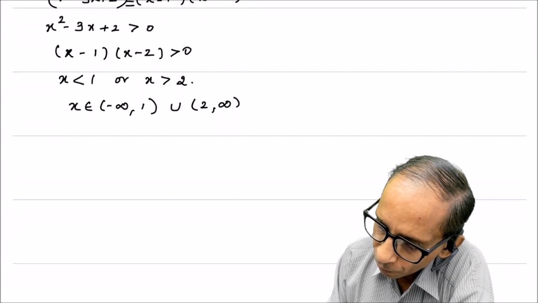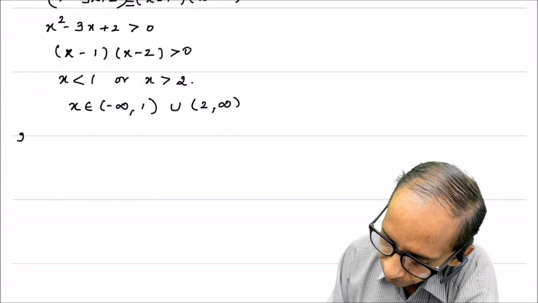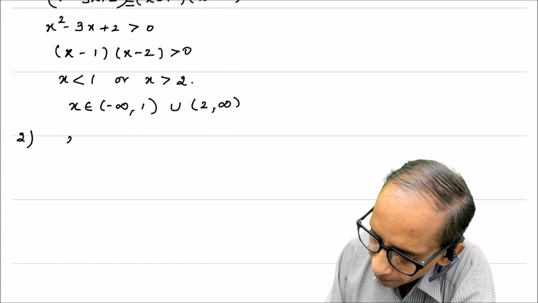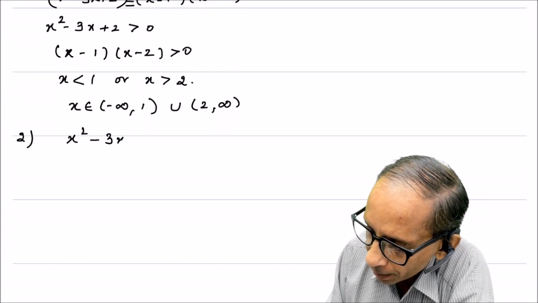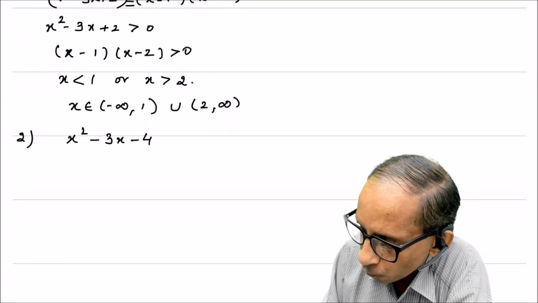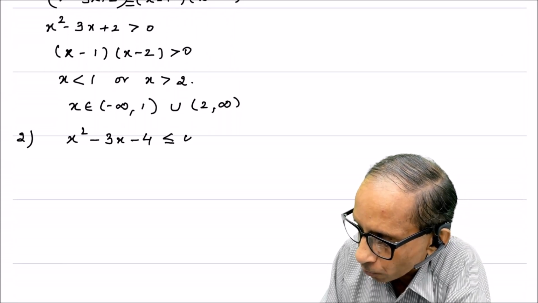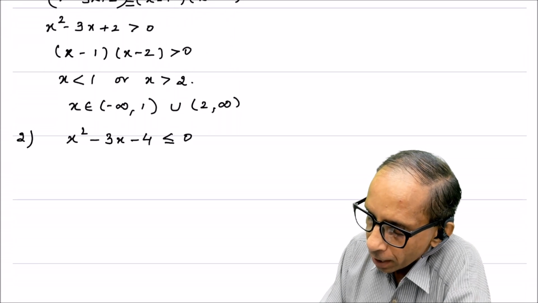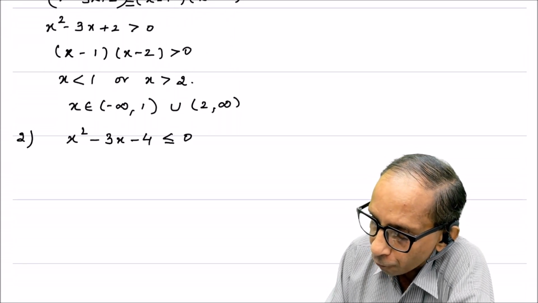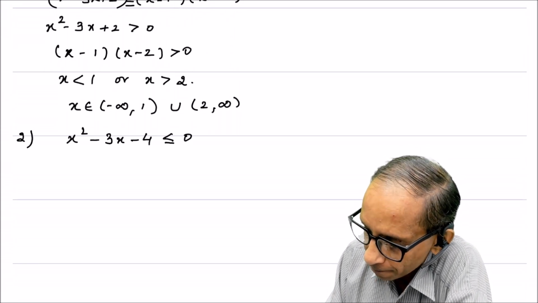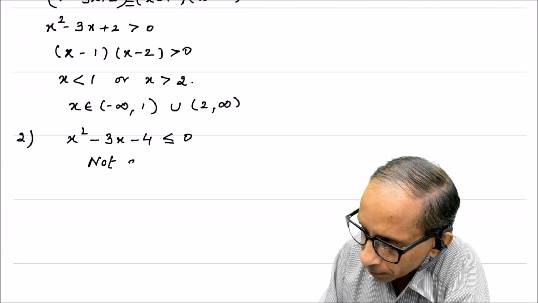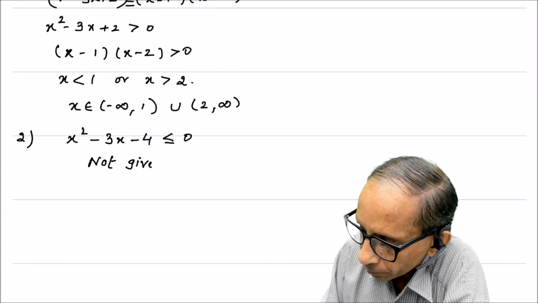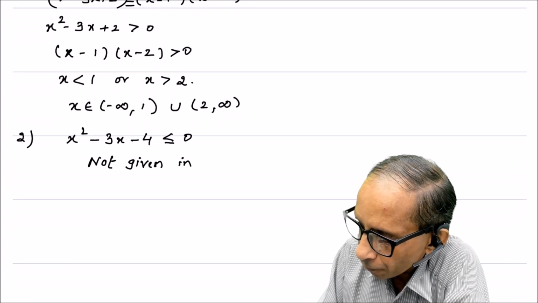Once we are through with the first case, we take up another illustration, x square minus 3x minus 4 less than or equal to 0. We had seen the solutions in the factorized form case, but again, this is not given in the factorized form.